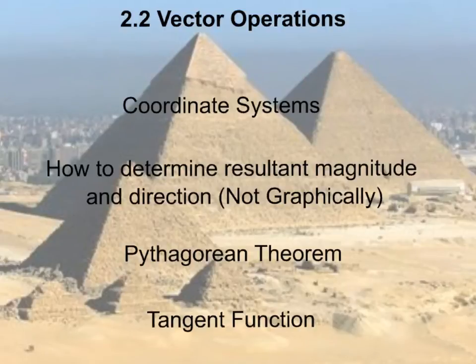at how we can determine resultant magnitude and direction, not graphically. So we're going to look at the Pythagorean Theorem and tangent function to help us solve problems so that we don't have to laboriously draw all of these out. So let's get started.